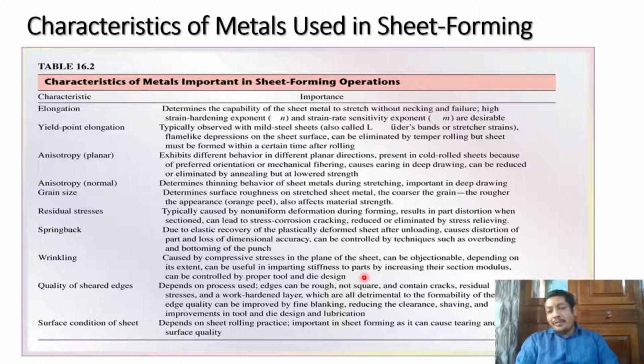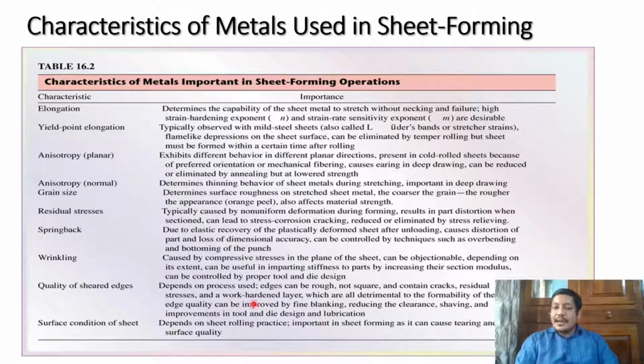That is, if you are forming it and if the forming is not uniform, you can see wrinkles may obtain on the flanges as well as on the side walls of the deep drawn products. Now the quality of the sheared edges. Depending on the process used, edges can be rough, not square, and contain cracks, residual stresses and a work hardened layer, which are detrimental to the formability of sheet.